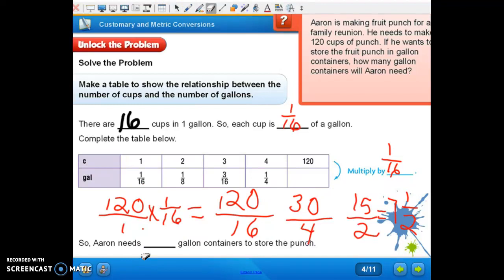So, remember, he only has gallon containers. So, how many gallon containers is he going to need? 8. And then at the bottom, it says, will all the gallon containers Erin uses be filled to capacity? No. So, write no. 8. No. And why? The last gallon container will only be 1/2 full.